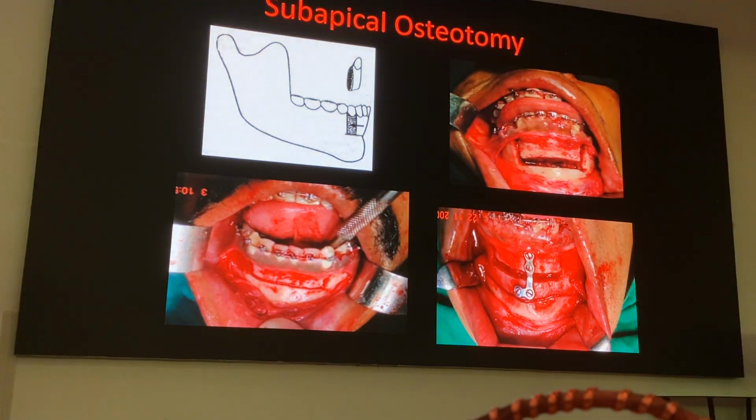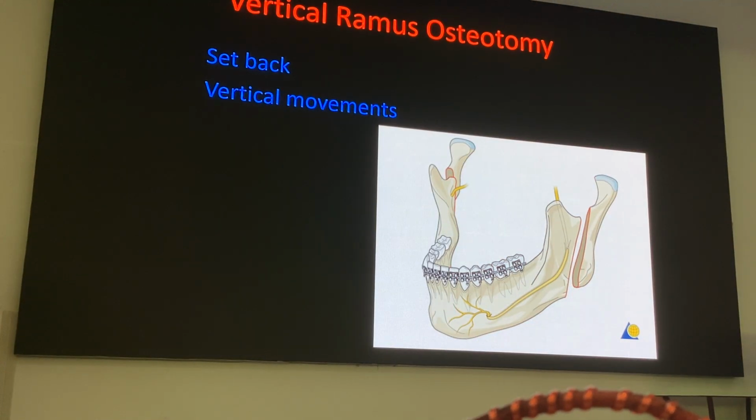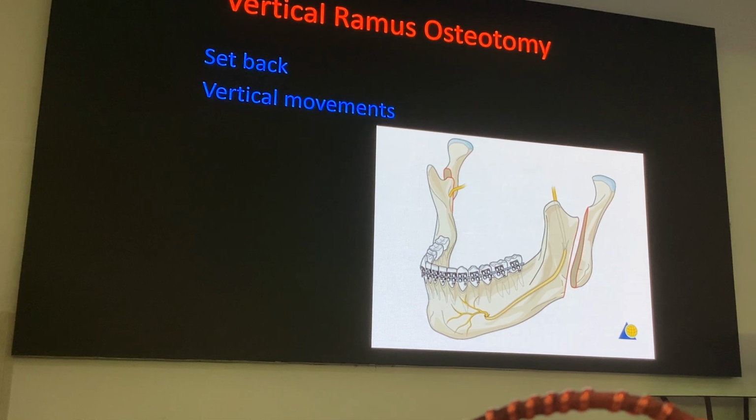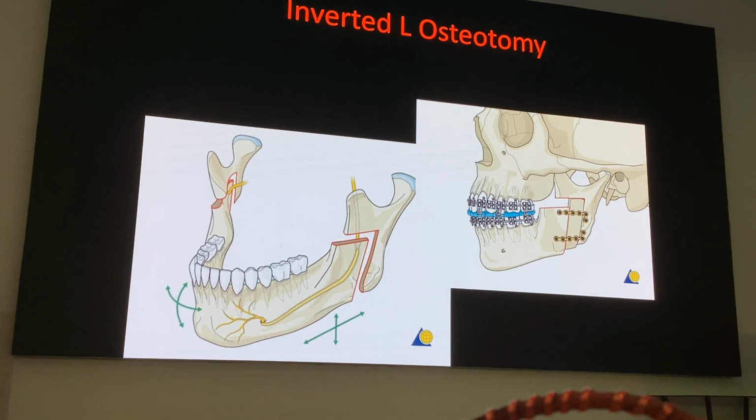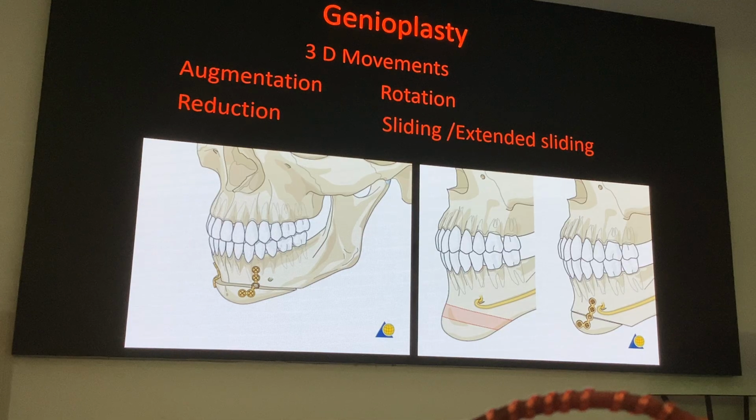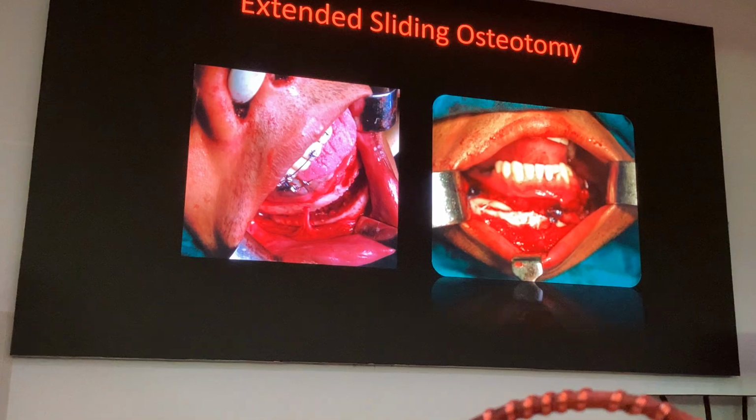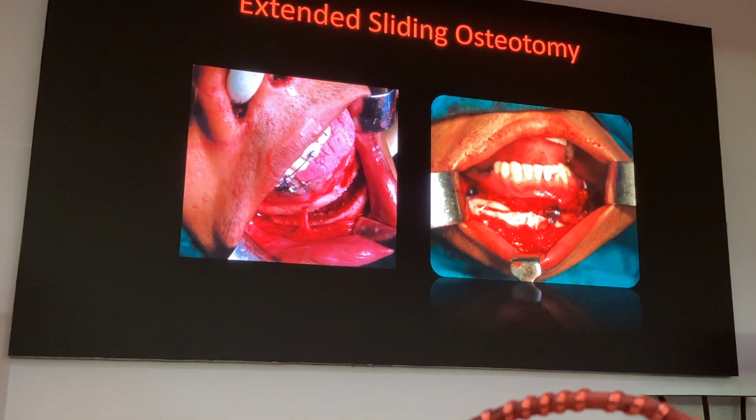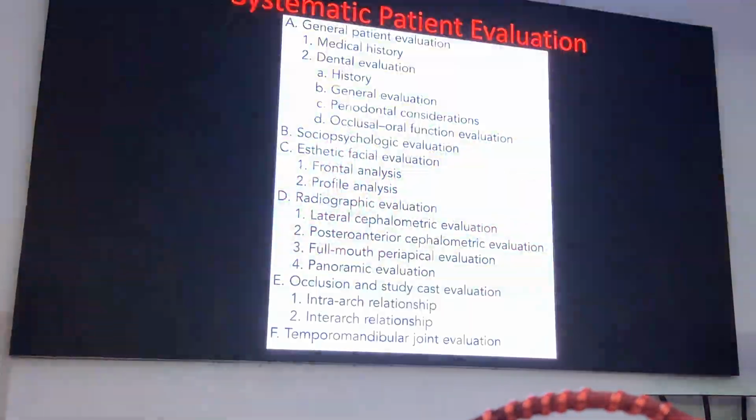Subcondylar osteotomies, vertical ramus osteotomies. In our days, it was an external procedure and now we can do this intraorally using saws. Inverted L osteotomies in syndromes, where the mandible is very small. You need to move it forward. You can place this inverted L osteotomy and place grafts in between. Genioplasty helps you, all three movements are possible with genioplasties, and we have an extended sliding genioplasty also, which is useful in facial asymmetry cases.